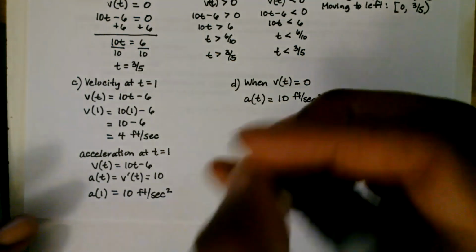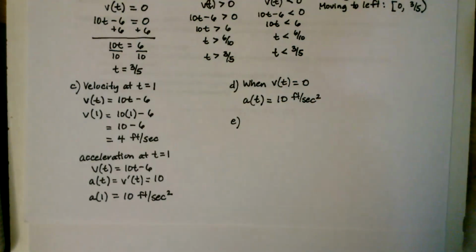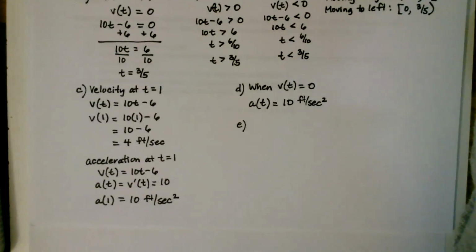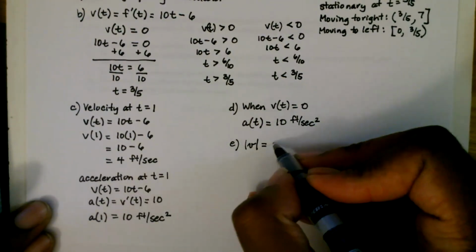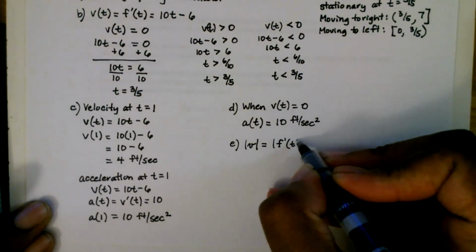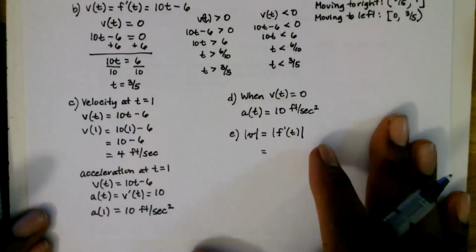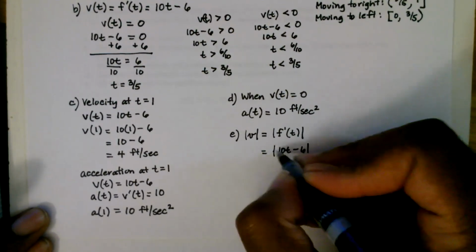All right, now part E. On what intervals is the speed increasing? Now keep in mind, when we talk about speed, we're talking about the absolute value of the velocity function. So here, in this case, the absolute value of v, the velocity, is equal to the absolute value of the first derivative, f prime of t. And that first derivative we found out was 10t minus 6. So in this case, we have the absolute value of 10t minus 6.